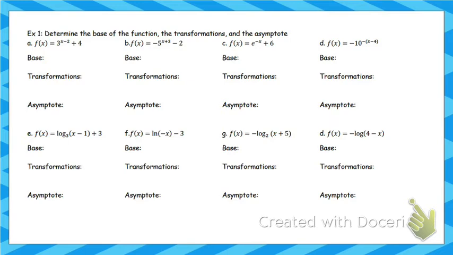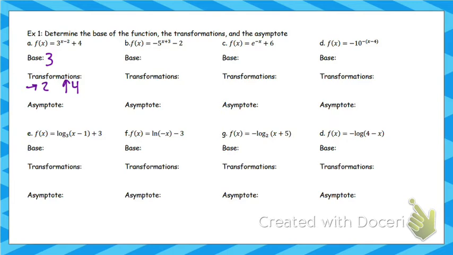All right, so first of all, the base of the graph is what actually has the exponent. So on this first one, the base is 3. Transformations, that -2 in the exponent is a shift right. The +4 that's outside is a shift up. And we'll come back and do transformations, or let's go ahead and do the asymptote now.